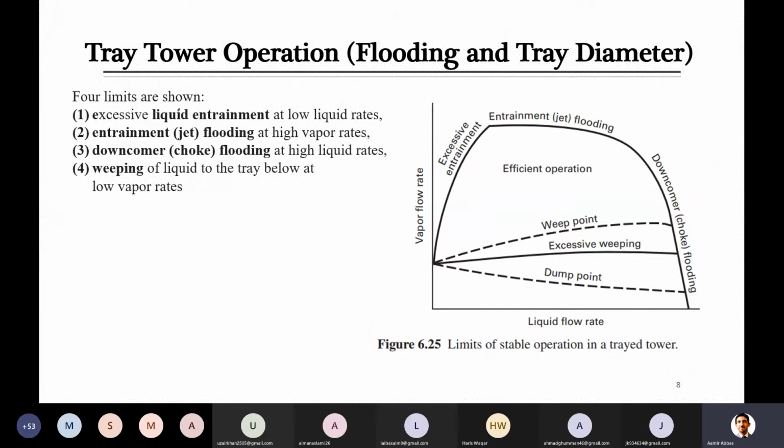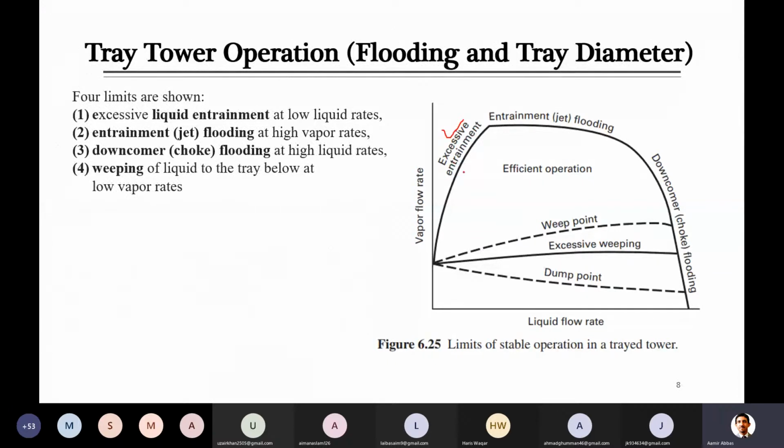So there are actually four limitations when you look at the operation of a column. What are those limitations? First one, for example, just start from here, there is something written, excessive entrainment. Whenever the liquid flow rate is low but the vapor flow rate is very high, entrainment of the liquid starts. Vapor starts carrying the liquid droplets with it towards the upper tray, and that phenomenon is called entrainment. It was already discussed. We have discussed these definitions, what is entrainment, flooding and weeping, etc. So just quickly we'll explain what this diagram shows.